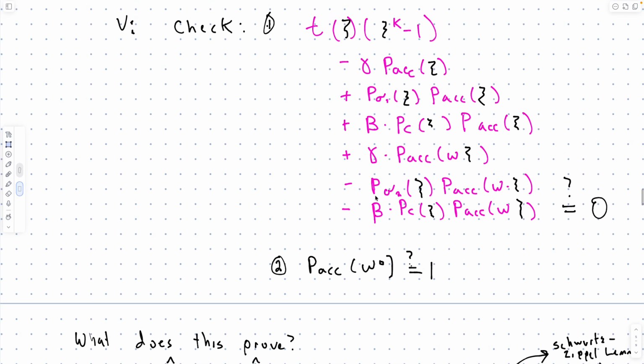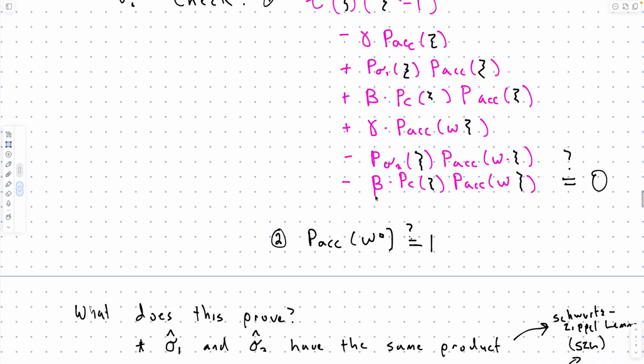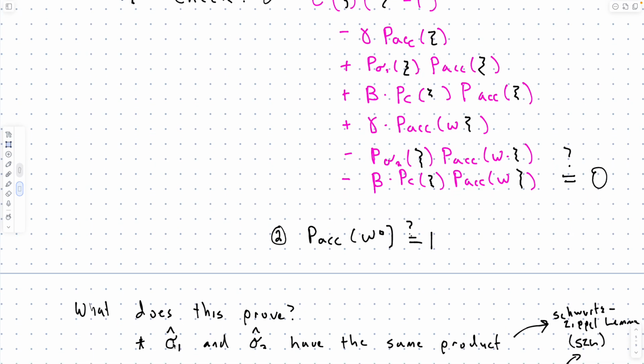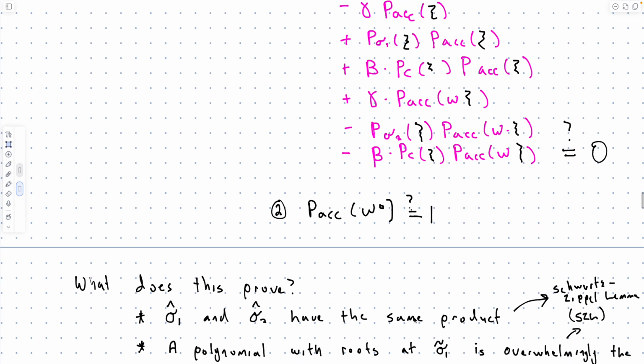So what does this actually prove at the end of the day? It's proving that these two variables have the same product. And it's more like they overwhelmingly have the same product. Technically, there might be some condition where they don't, but because of the Schwartz-Zippel lemma, which I'll just say SCL, they have the same product.